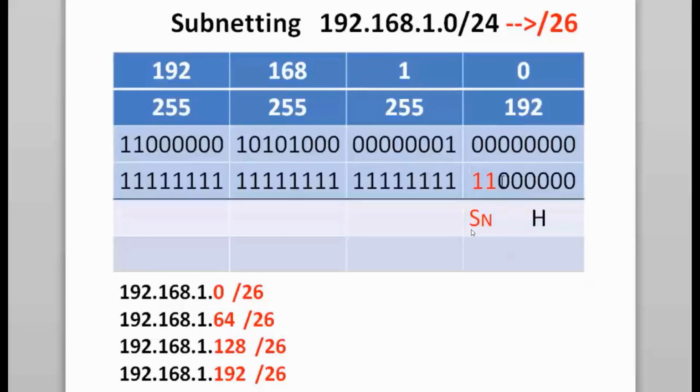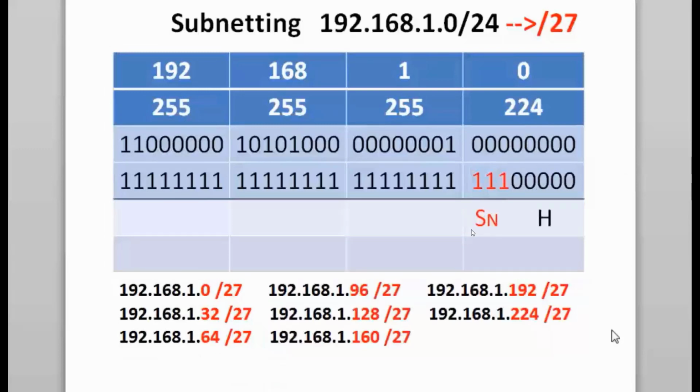For host bits, I have 6 zeros in the host portion of the address, and 2 to the 6th power is 64. Minus 2 for each subnet makes 62 usable hosts per subnet. The subnetworks that are created are the 192.168.1.0 subnet, the 64 subnet, the 128 subnet, and the 192 subnet. Notice how the number of borrowed bits and the number of host bits determines a lot about the subnet.